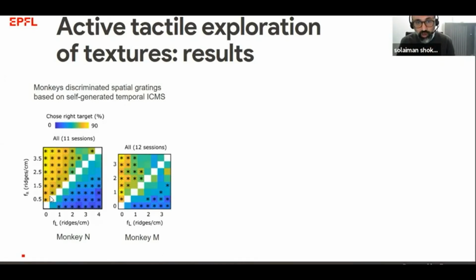So when we had a large difference, these are 2 different monkeys, and this is their ability to find which one was the correct one. So if the difference between the 2 object textures was very large, they were good at it. If the difference was getting smaller, they were a bit more confused.